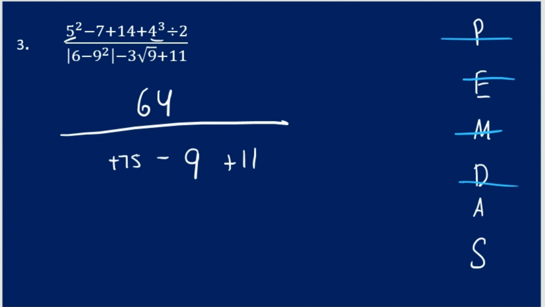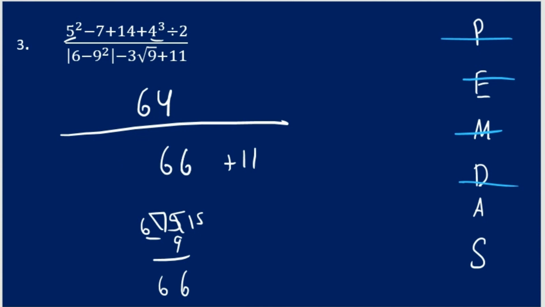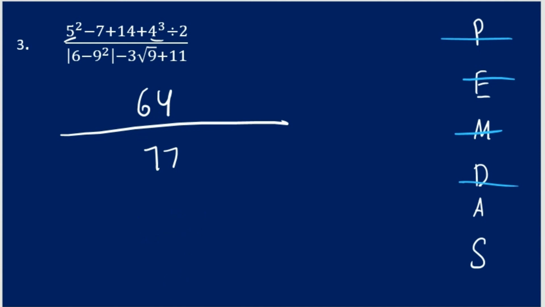Now let's do the denominator. 75 minus 9 is 66. So it's going to be down here, 66 plus 11, and 66 plus 11 is 77. Correct. And so our answer is 64 over 77. And that is the answer.